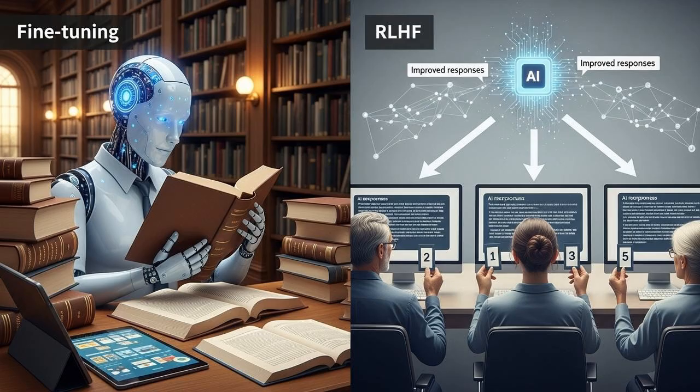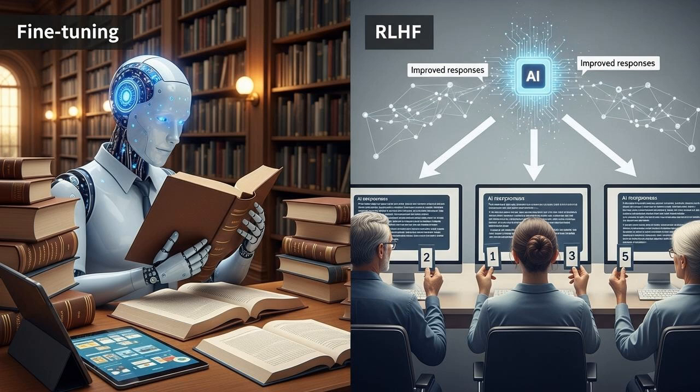Moving beyond just asking better questions, we have techniques that actually change the model's brain. One is fine-tuning. This is like taking a general-purpose AI and sending it to a specialized school. You can further train it on a smaller, high-quality dataset for a specific field like law or medicine. This gives it deeper, more accurate knowledge in that domain.